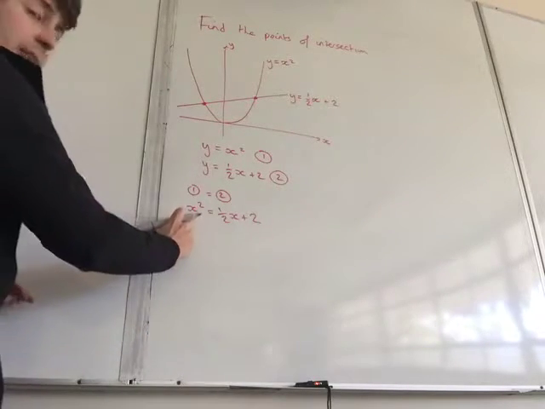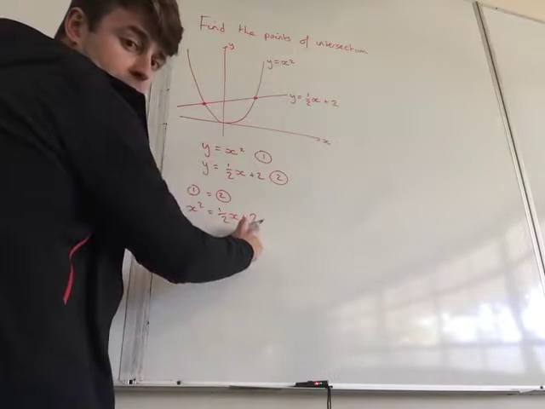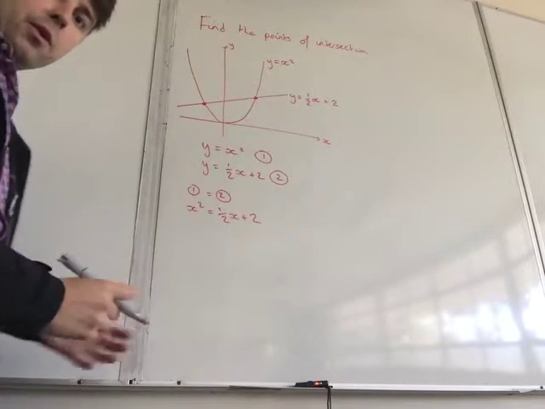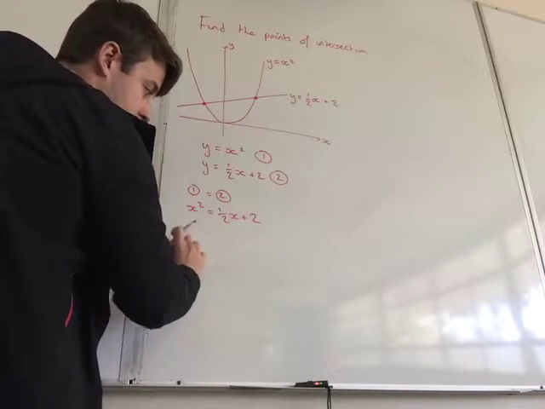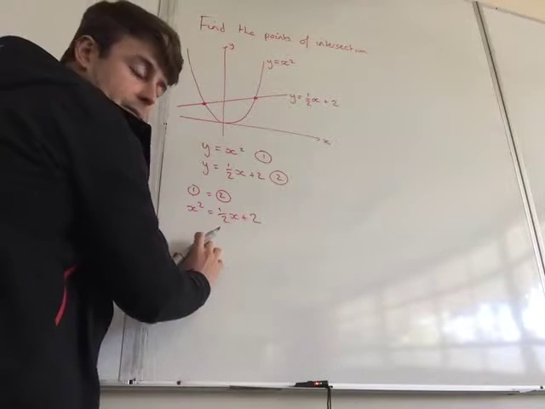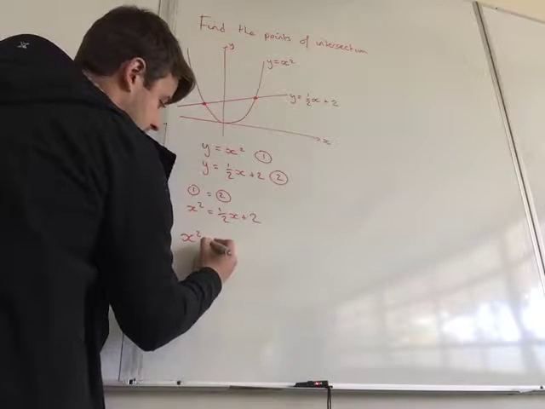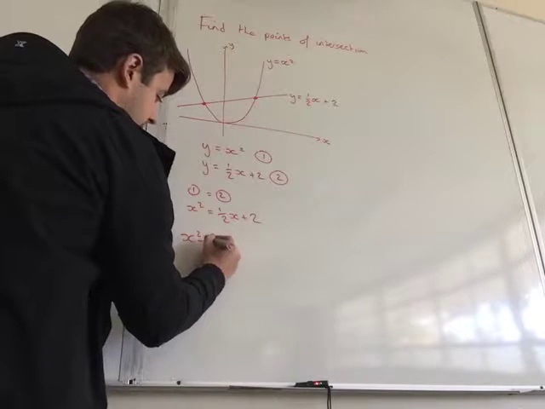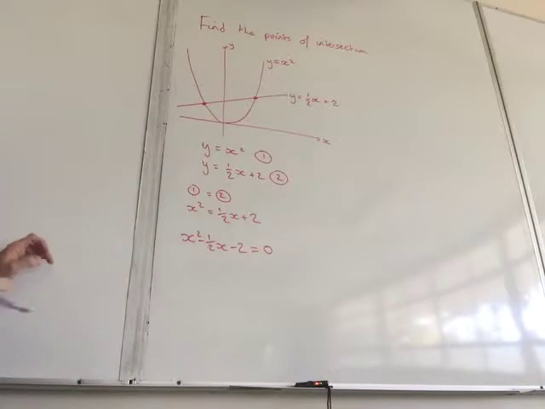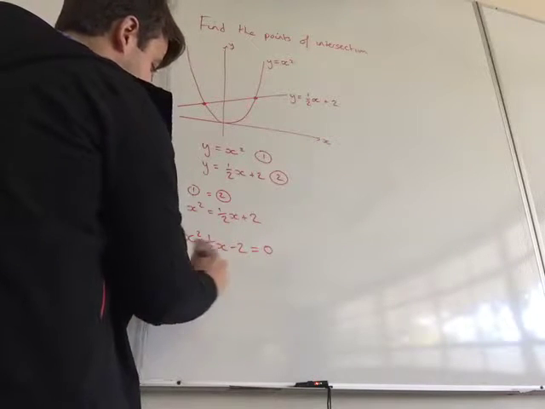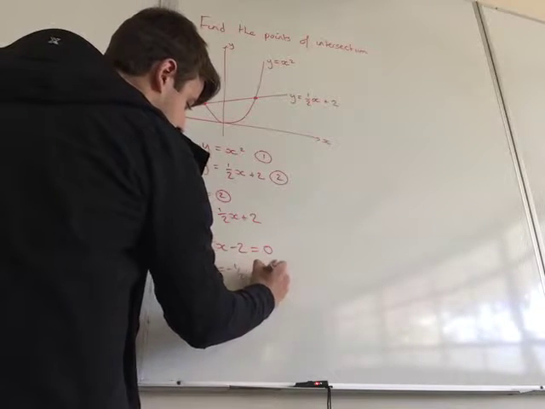Okay, I can see I've got an x squared, I can also see I've got an x with a coefficient, and I've also got a constant, a number on its own, which means that's the building blocks for a quadratic. So I'm going to get a quadratic in the form ax squared plus bx plus c. I'll leave ax squared on the left-hand side, so it stays positive. I'll then take a half x from both sides, and take 2 from both sides and set it equal to 0. So a is equal to 1, b is equal to negative a half, and c is equal to negative 2.